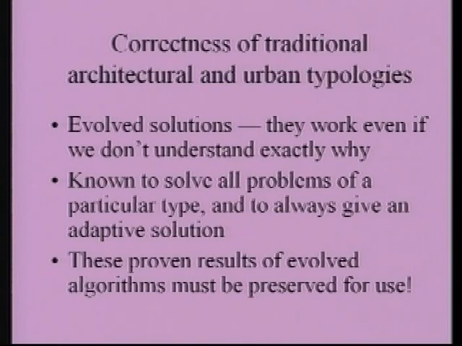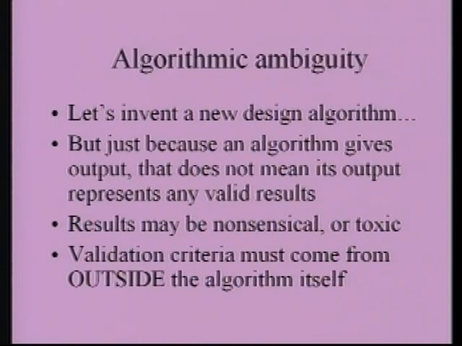So my plea is to respect evolved solutions because they work even if we don't understand exactly why. They always give an adaptive solution, otherwise they would not have been selected. They were selected over hundreds and thousands of years. What we need to do is to preserve all these evolved algorithms for use today. And certainly we will modify the algorithms, but we need to preserve them before we can modify them. This involves architectural memory. And our century has been so eager to erase architectural memory.